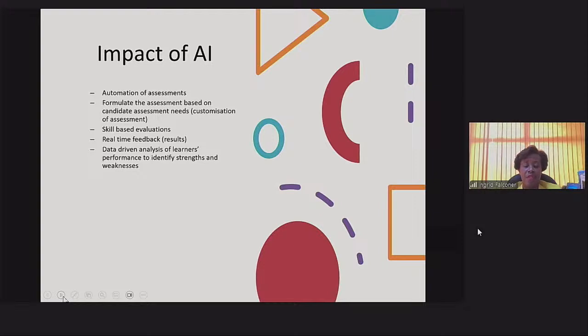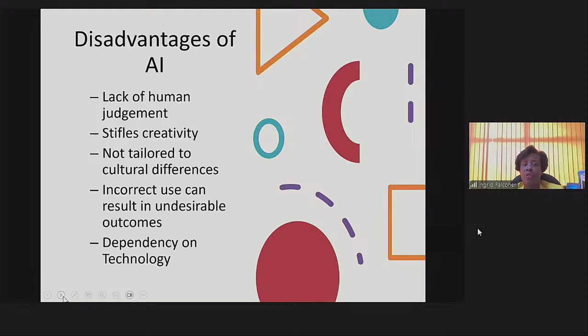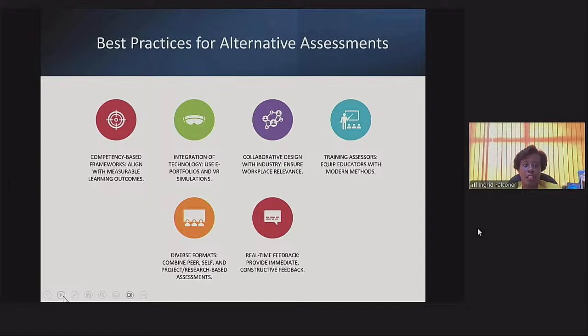But with everything, there is a disadvantage. The disadvantage of AI is the lack of human judgment, like emotional intelligence. It stifles creativity because learners will use the AI without trying to understand the information. It's not tailored to cultural differences. Its incorrect use can result in undesirable outcomes, and learners can become dependent on technology to solve their problems.